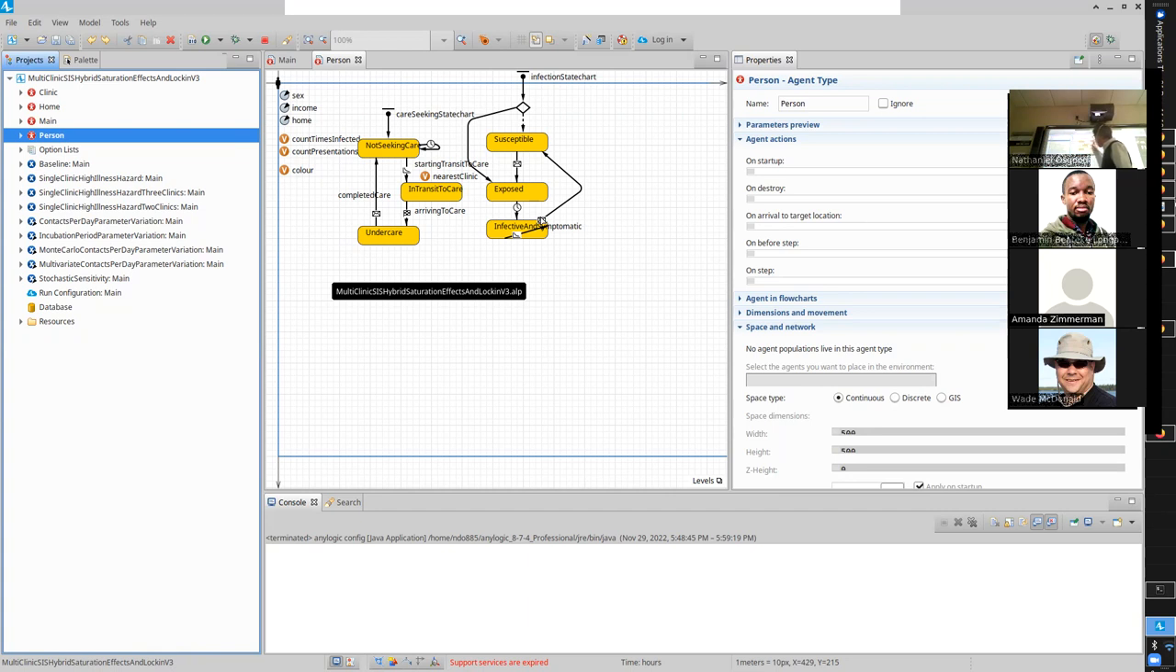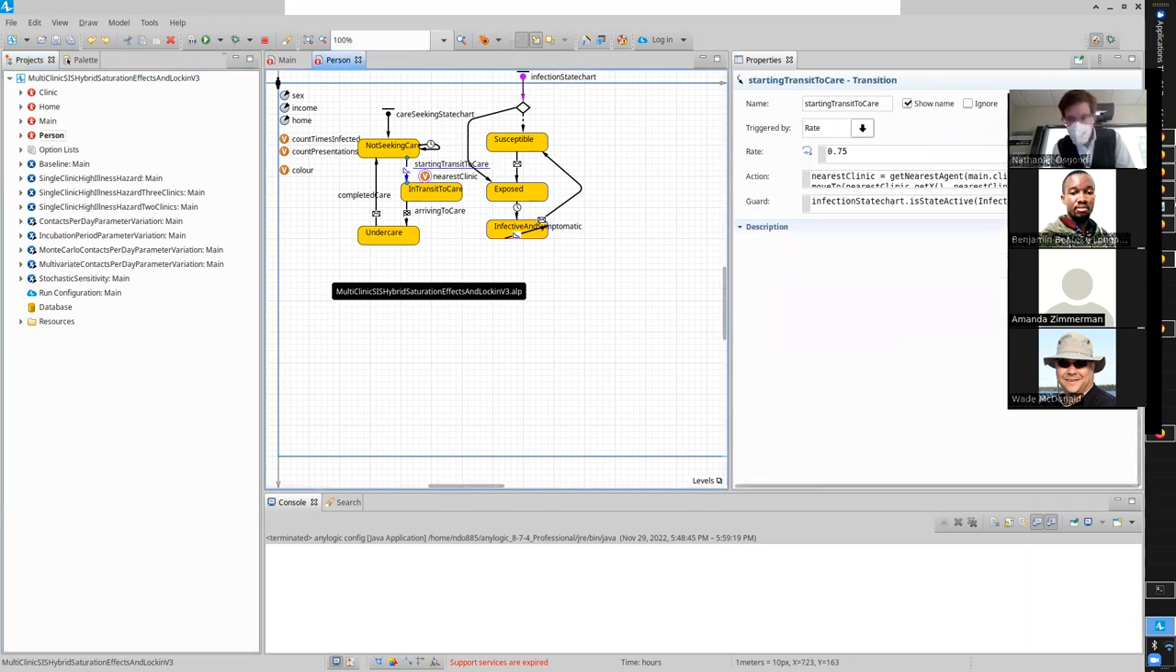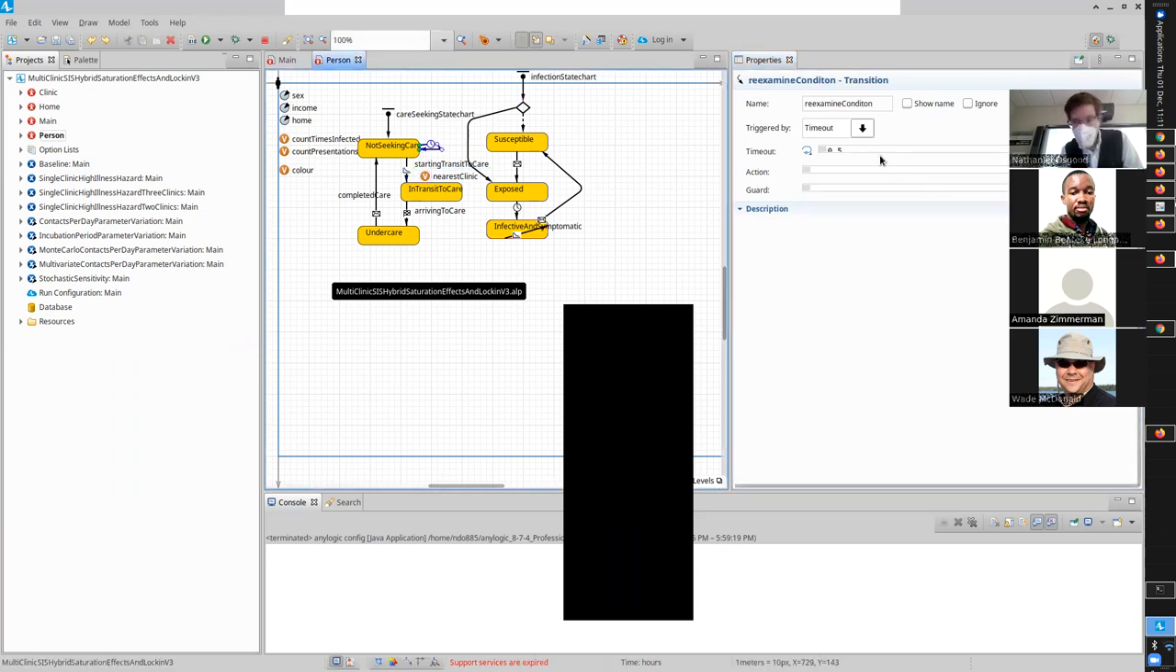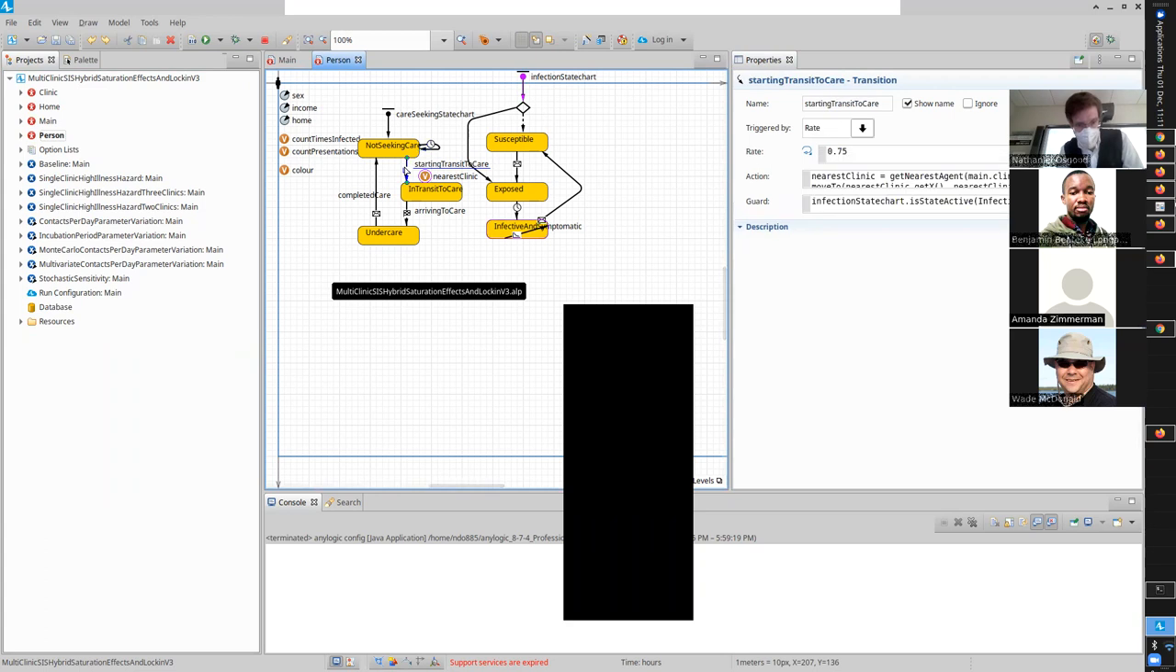And reflecting their evolution of health status on the left here, they can be in a care-seeking state. So they can either be not seeking care, in transit of care, or under care. And the key point here is that they're going to seek out care when they are infective and symptomatic. So an individual will head out for care if and only if they're infective and symptomatic. This little loop gets them checking this periodically, once every half a day, they consider whether they need care, so to speak.